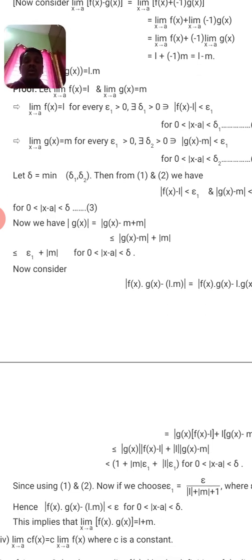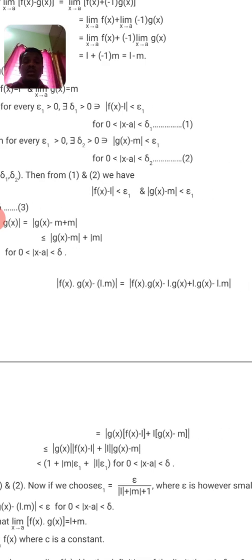Now we have modulus g(x) equal to, it can be split as, modulus g(x) minus m plus m. So that is less than or equal to modulus g(x) minus m plus modulus m. So less than or equal to, you see from equation 2, the first term is less than epsilon 1 plus modulus m, for 0 less than modulus x minus a less than delta.